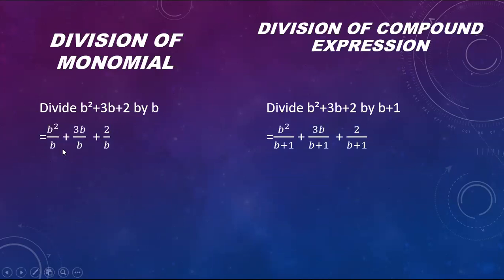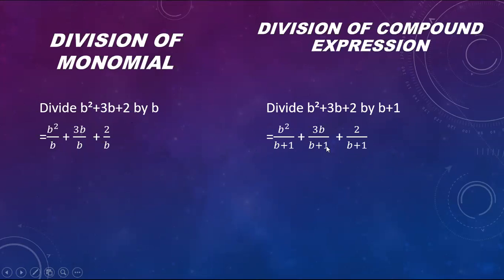For example, here I told you to just write the dividend separately. Here the dividend is trinomial, so we have written the 3 terms separately over the divisor. And here the divisor is monomial, that is b. So I have written b square over b plus 3b over b plus 2 over b. Step number 1 is, I have separately written this divisor below these 3 terms. Clear everybody?